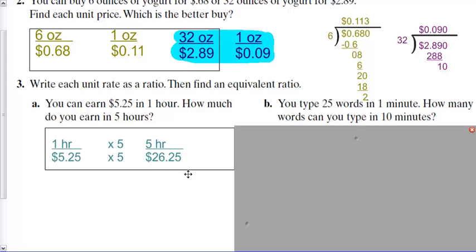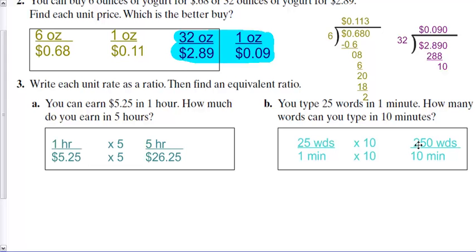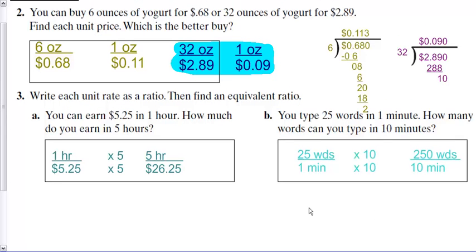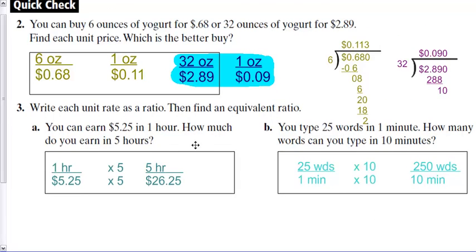So here I made $26.25 in 5 hours. How many words did I type in 10 minutes? You guessed it, 250 words, because 1 times 10 is 10, and 25 times 10 is 250 words. Right? So good luck on your assignment, and make sure that you email me with any questions. Please use the examples that I gave you for help.